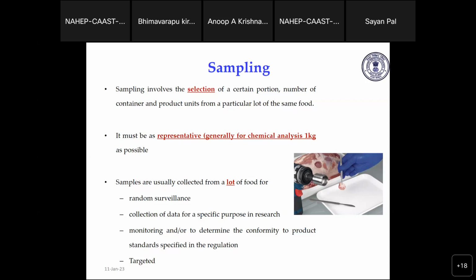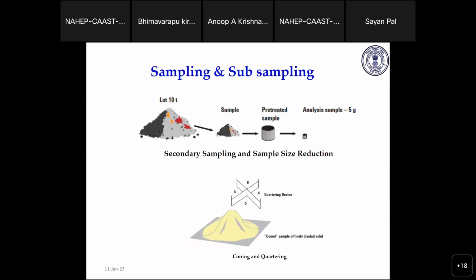And the last type of sampling protocol being used is targeted sampling or risk-based sampling. A risk-based approach is presently being adopted by FSSAI: for a commodity which has a risk, they do a specific type of sampling. Now, this is how sampling happens.